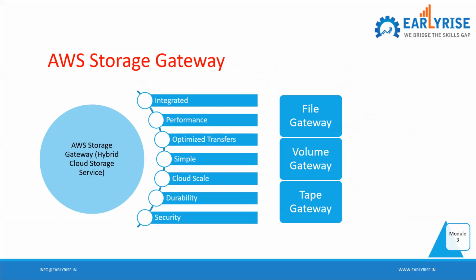Hybrid cloud storage service, right? So you have options. It is integrated with AWS. You have better performance, with optimized transfers at higher speeds. Simple cloud scale: you can scale to the level of the cloud, so unlimited, since you have access to S3. We were looking at infinitely scalable, with durability and security. All those benefits you will get on premises, in your data center. You get the benefit of the cloud, correct?